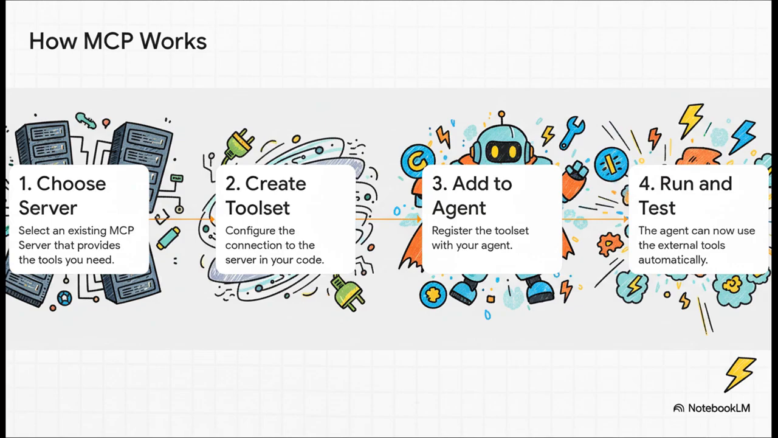And getting this to work is surprisingly simple. Seriously. You just pick an MCP server that has the tools you want. You configure the connection with a tiny bit of code. You tell your agent, hey, here are your new tools. And that's it. You run it, and suddenly your agent has all these new superpowers, and you barely had to write any code to make it happen. No wrestling with APIs. It just works.